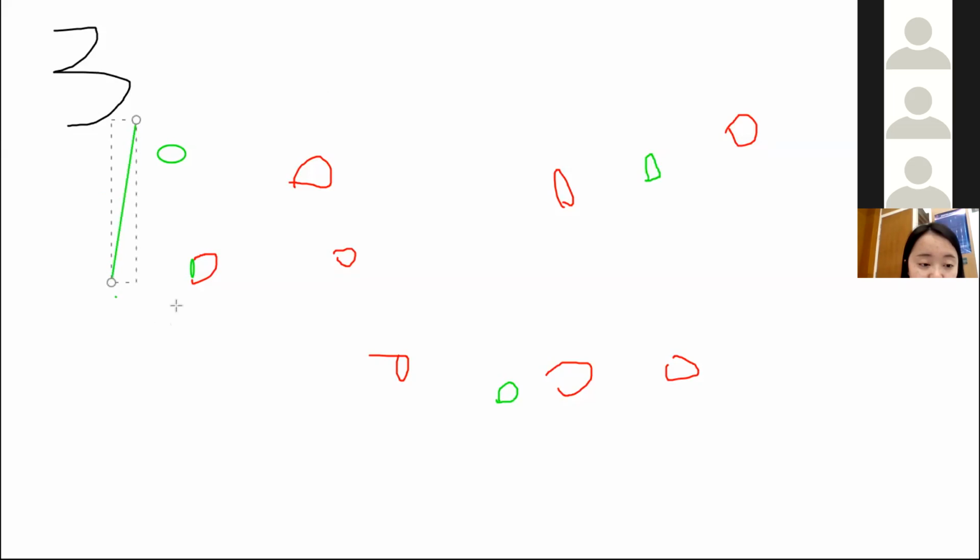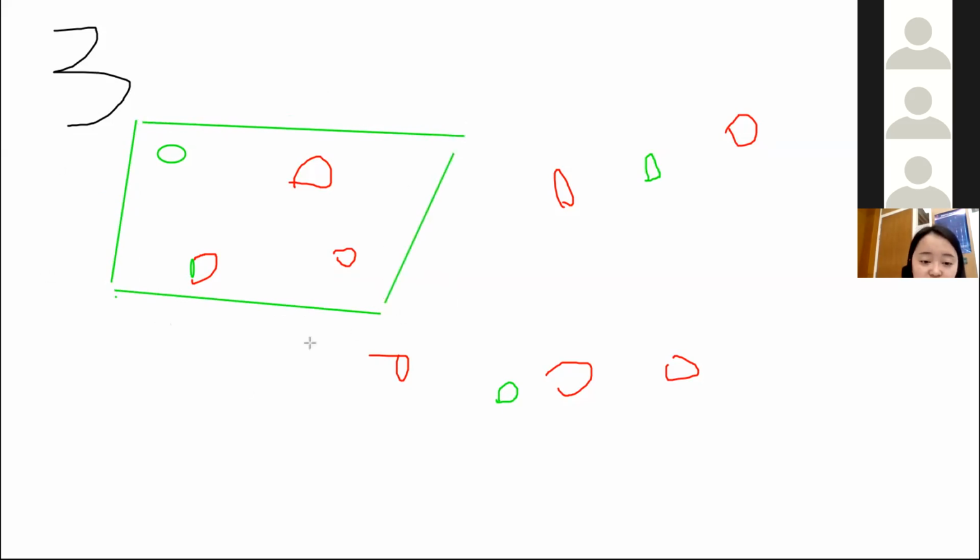So here we designed three clusters here, here, and here. So that is the third step.